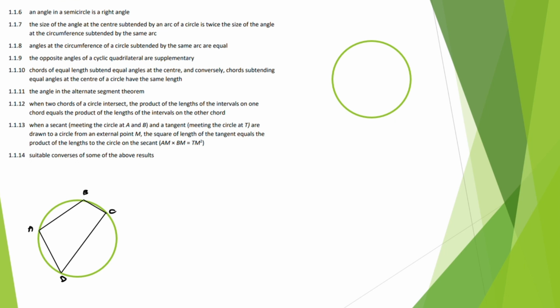And what the cyclic quadrilateral theorem says is that the opposite angles will be supplementary to one another. So if this is equal to theta, then this is equal to 180 minus theta. And if this is alpha, then this is equal to 180 minus alpha. Okay? And conversely, if the opposite angles of a quadrilateral are supplementary, that means it must be cyclic. So something being a cyclic quadrilateral is equivalent to the opposite angles being supplementary. Okay?